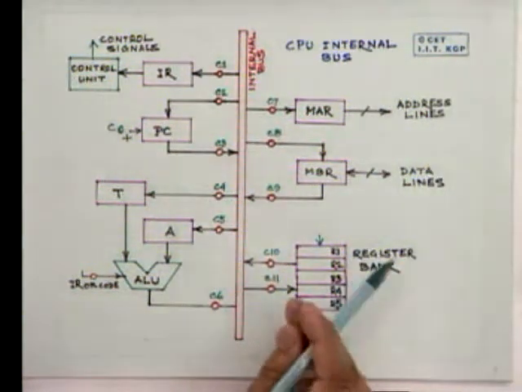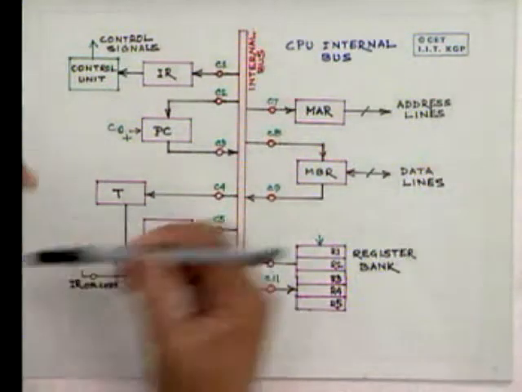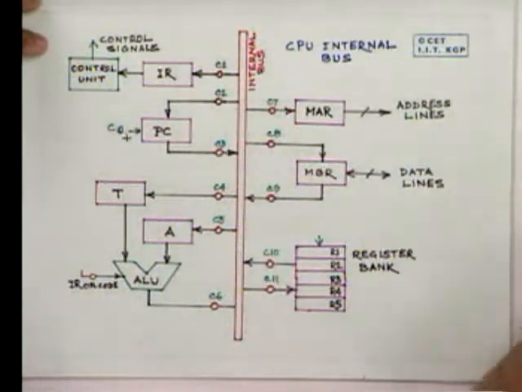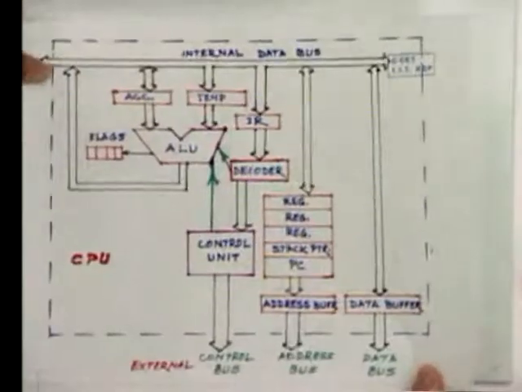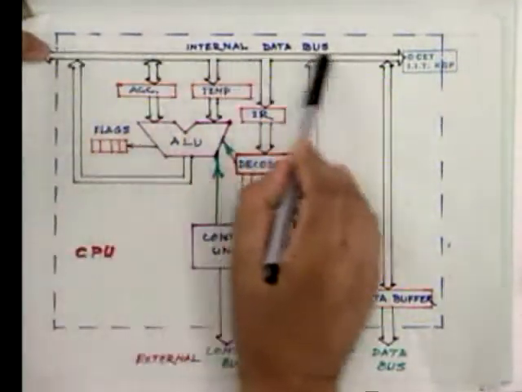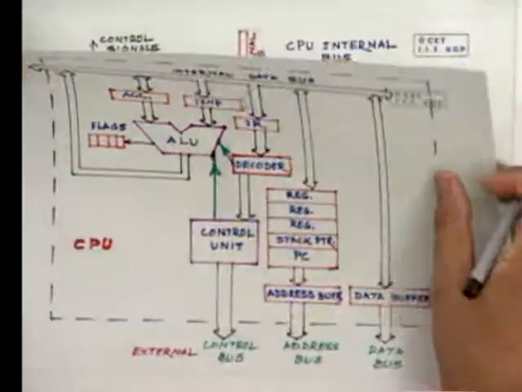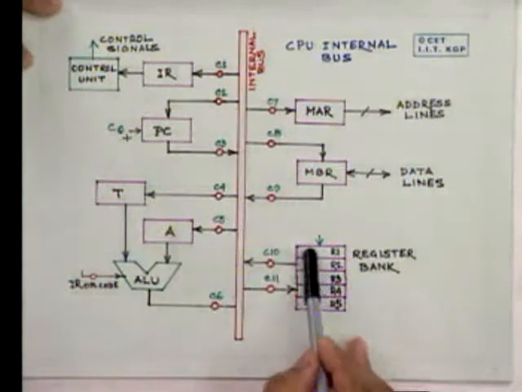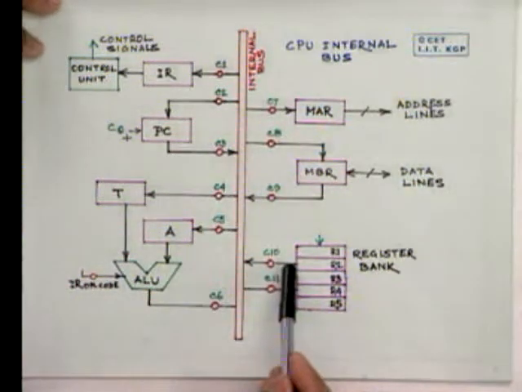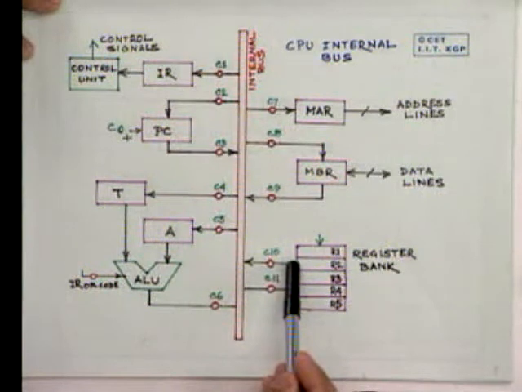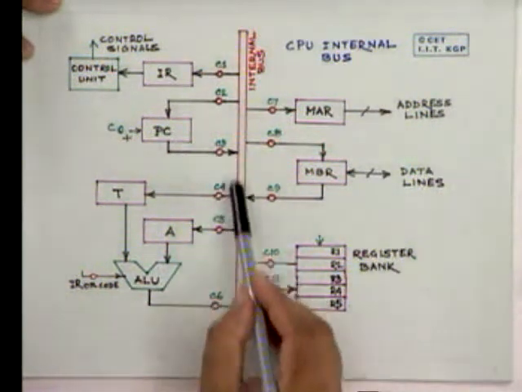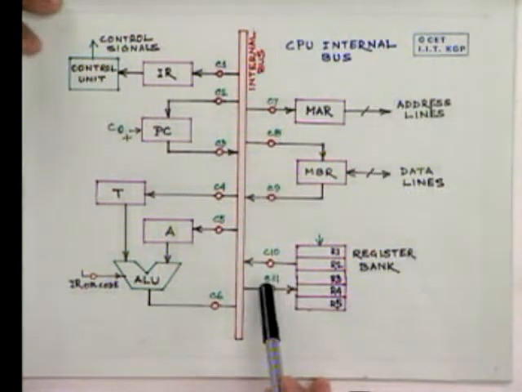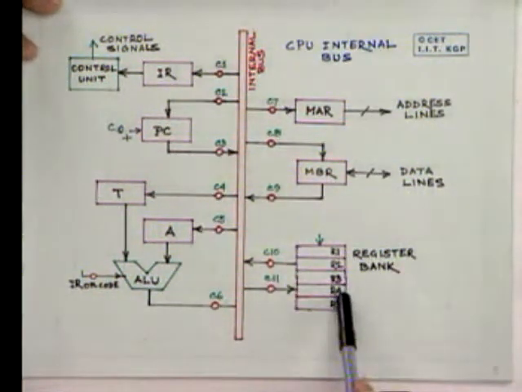Right. Here you see that this is our internal bus. We had the internal data bus here. Here is a register bank. We can have the information from the register bank go into the data bus, or the data from the internal data bus can go to the register bank. Now, let me elaborate this a little bit.